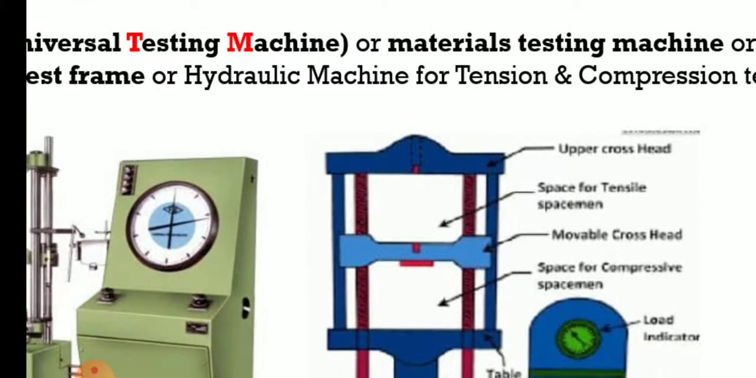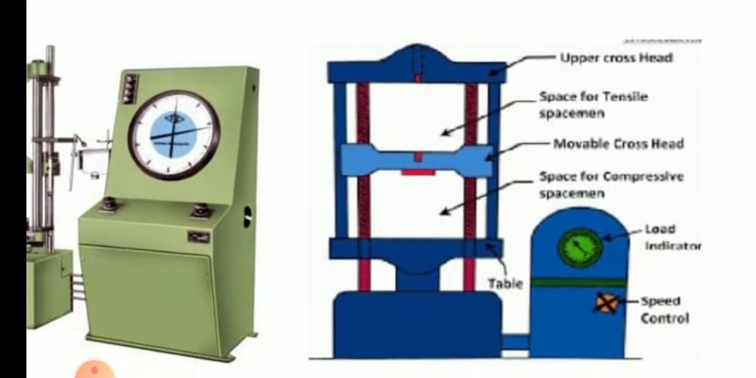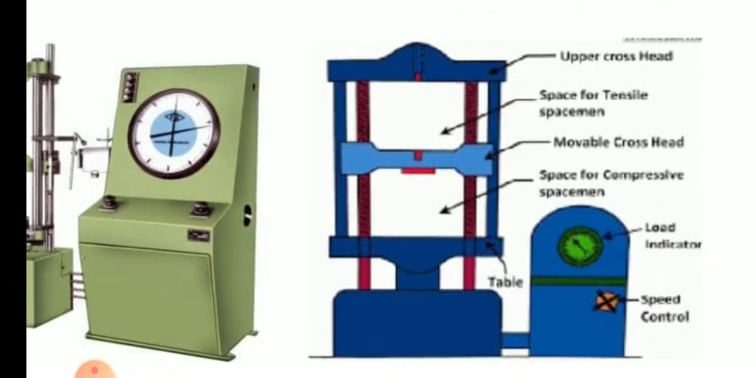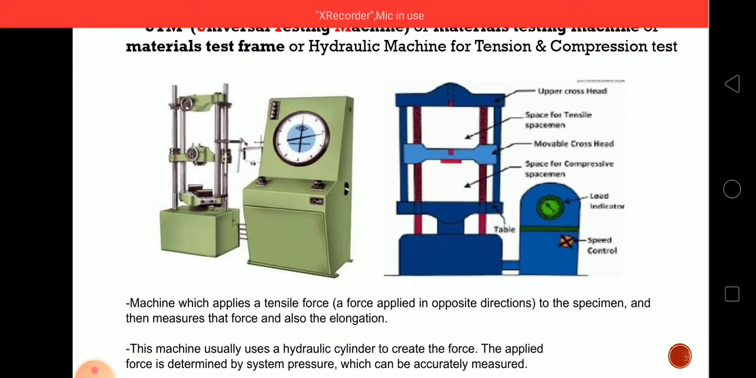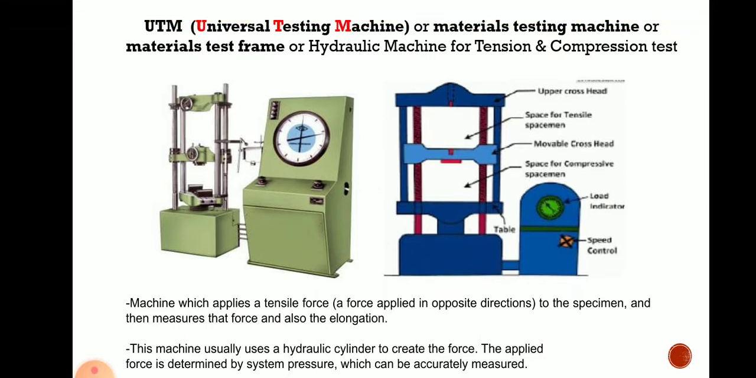Similarly, for the compression test, one bottom table is there and an upper movable crosshead is there. So the component is placed on the table for the compression test, and for the tensile test, the component is placed between the movable crosshead and the upper crosshead. In this machine, we can apply the tensile force to the specimen, and then we can measure the force and also the elongation.